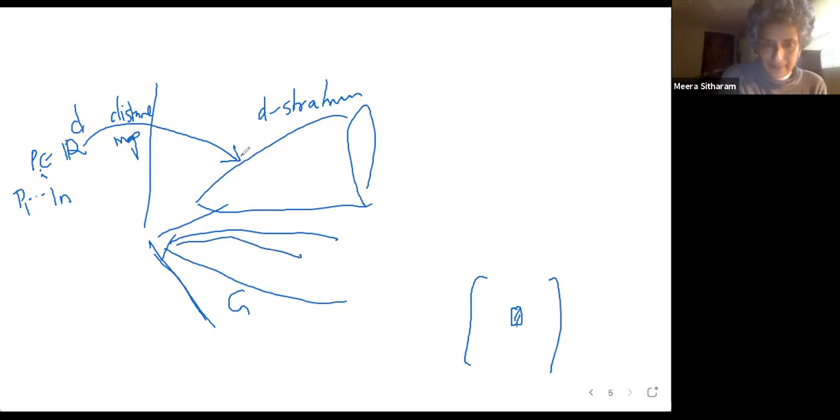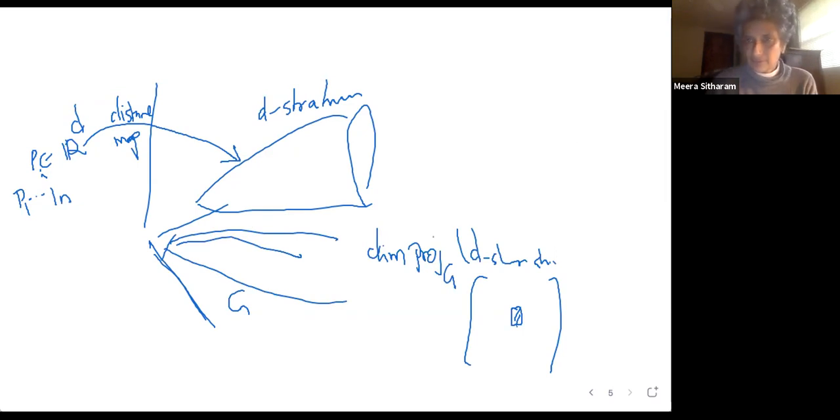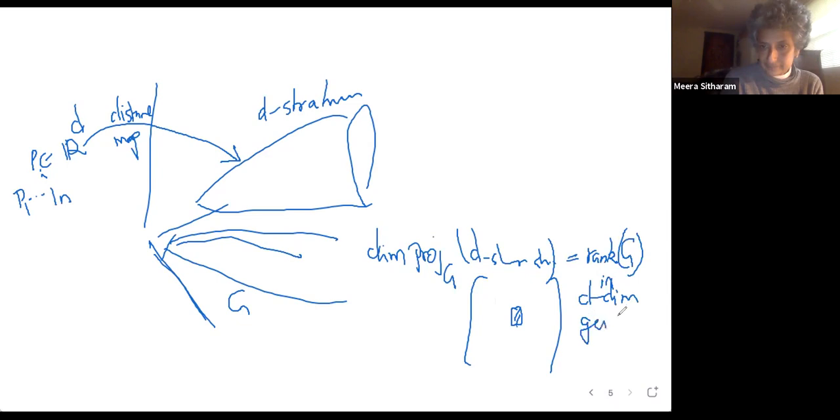So the dimension of the projection on G of the D stratum is exactly, and we'll show it, the rank of G in the D-dimensional generic rigidity matroid. So that's going to be the dimension of this projection.